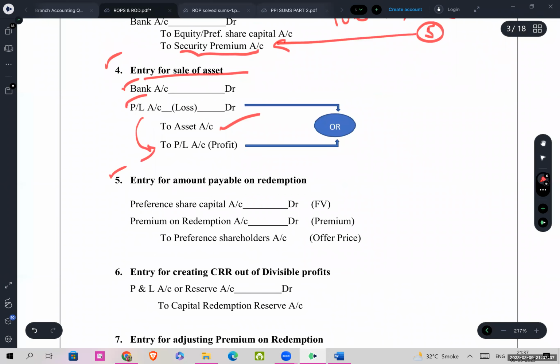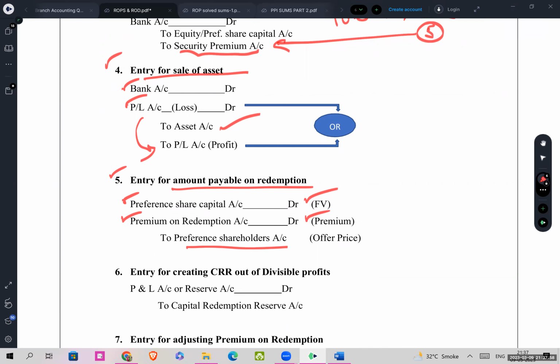And then comes entry for amount payable on redemption. Okay. Now you are going to pay your money. Payable. It's due. So preference share capital account debit with the face value of the preference shares, premium on redemption, if there is any, to preference shareholders. Okay.